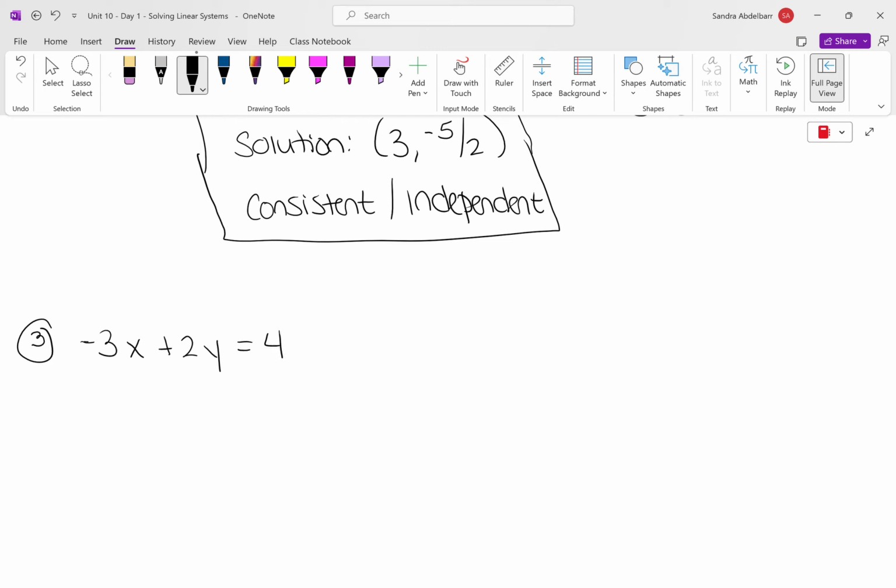All right, let's say I have negative 3x plus 2y equals 4, and 9x minus 6y equals negative 12.